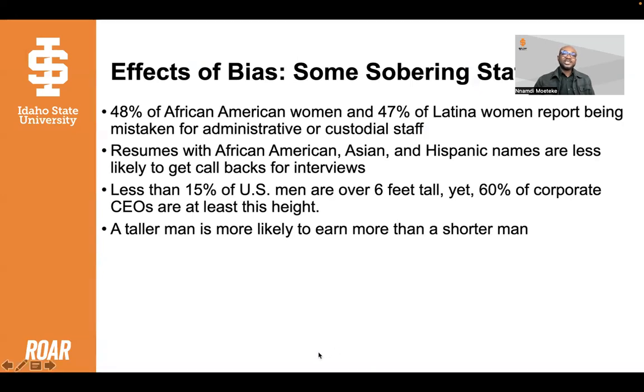First, we have statistics on racial bias. 48% of African American women and 47% of Latino women report being mistaken for administrative or custodial staff. Similarly, resumes with African American, Asian, and Hispanic sounding names are less likely to get callbacks or interviews. Those who attend historically Black colleges and universities may also receive the same bias.